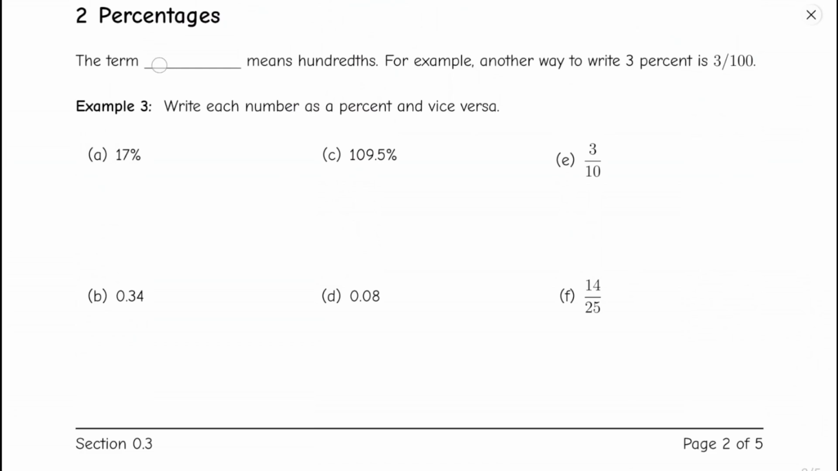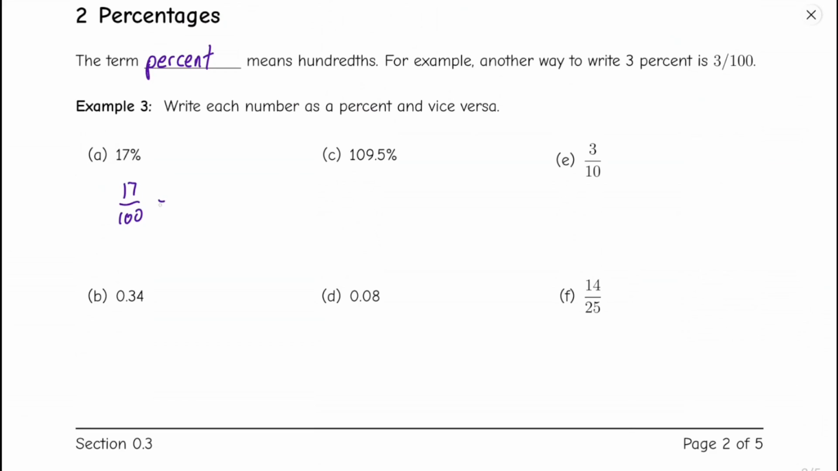The term percent means hundredths. Actually, because it's Latin, it means per 100, which is why we get hundredths. For example, another way to write 3% is 3 over 100. Write each number as a percent and vice versa. So 17% would be 17 over 100.